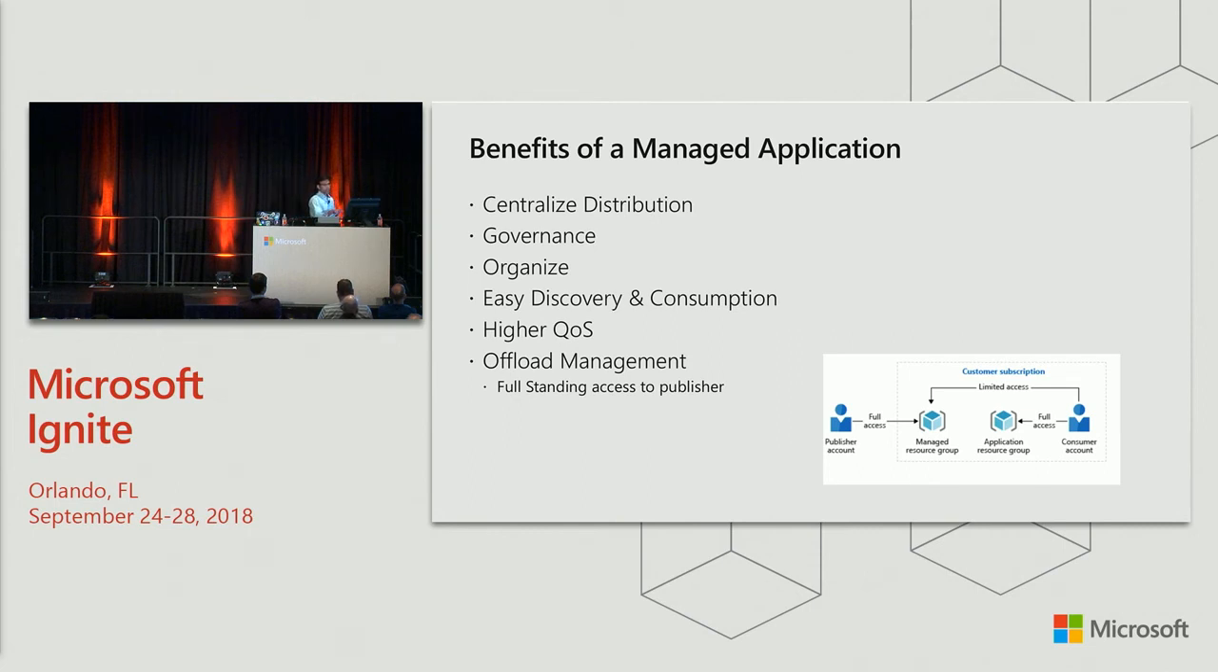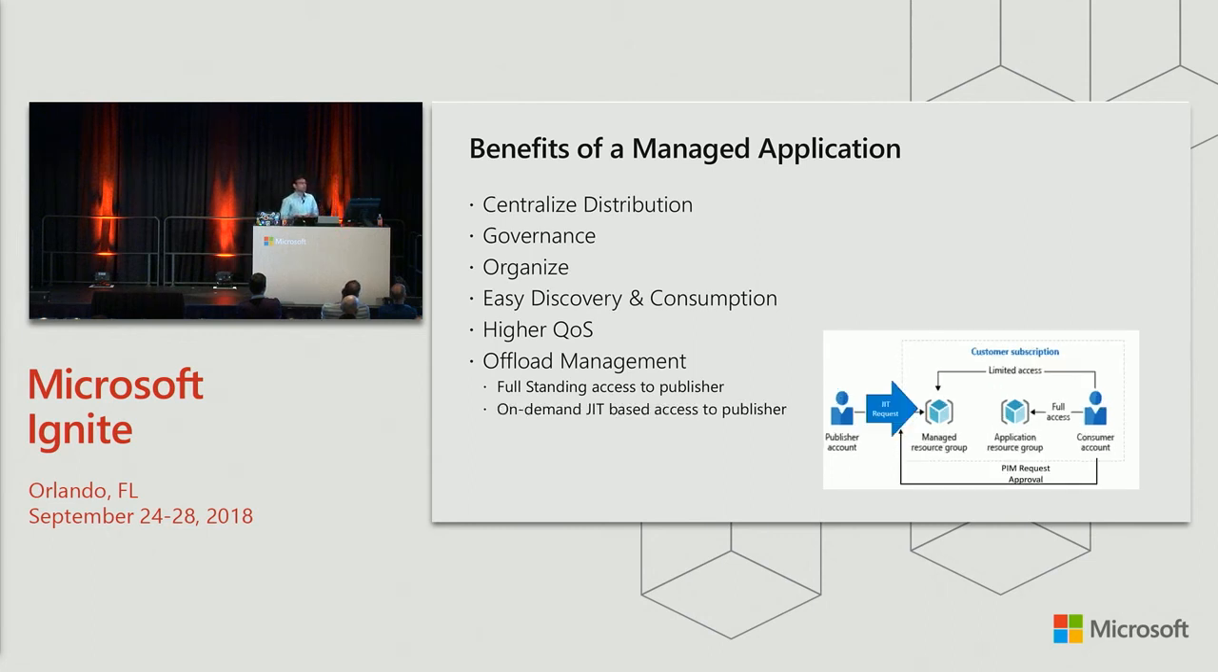So the consumer has very limited access on that managed resource group. He can only read the resources that were deployed, but he cannot, for example, delete it, or update any resource that was part of that application. And hence, on the other hand, the publisher has full access to the managed resource group, and the publisher can update the application, can make changes to the application as and when it is needed. So that's how the publisher offers a higher QoS to this particular application.